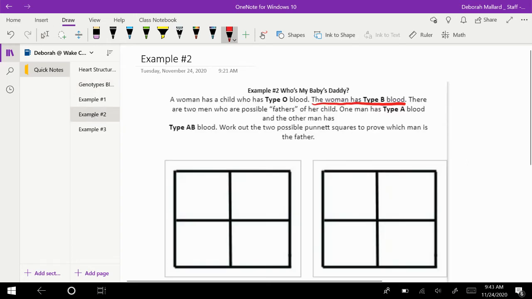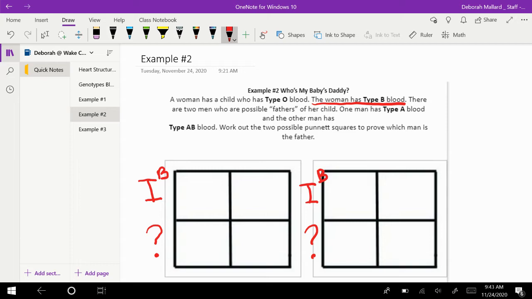So I'm going to put the woman over here. She's got one of these. We do not know what the other letter is because it does not tell us. And I'm going to set up another Punnett square the same way.